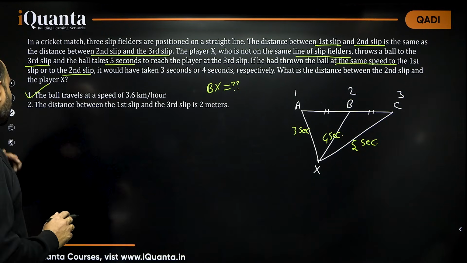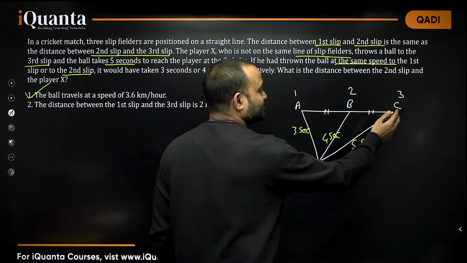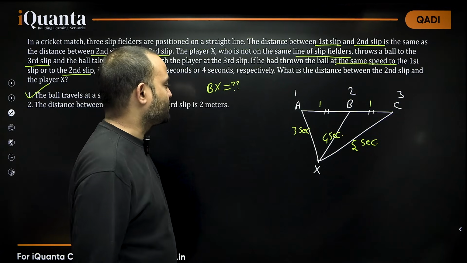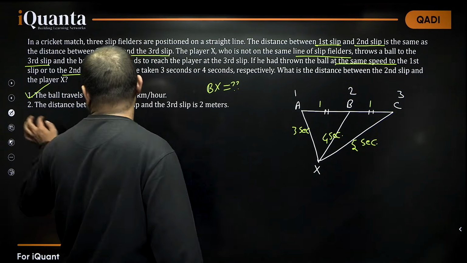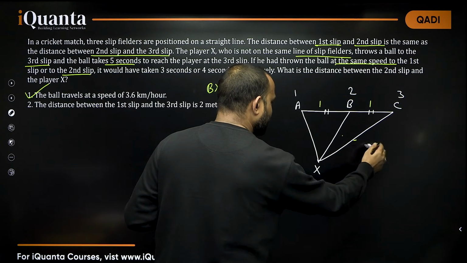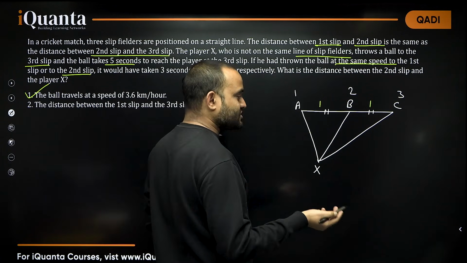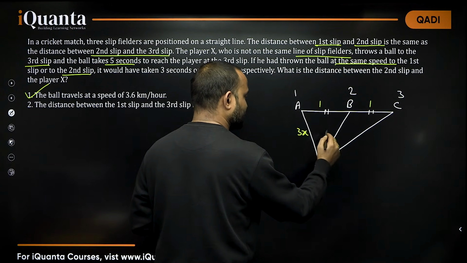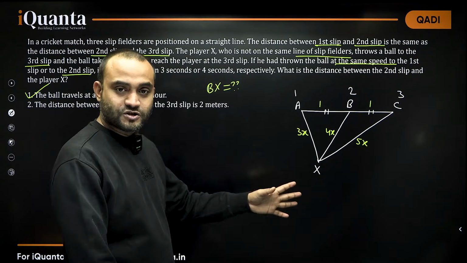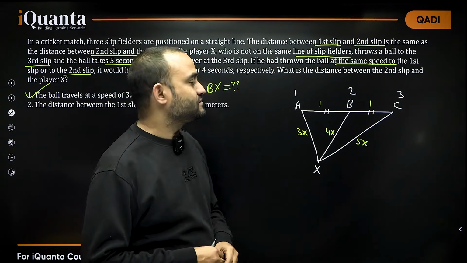Now in the second one, the distance between the first slip and the third slip is 2 meters. That means this is 1, this as well is 1. AB is 1, BC is 1. Now what do we have? Can I say if the speed by which ball is thrown is same, then this distance is 3x, this distance must be 4x, this distance must be 5x, correct? Same ratio because the speed is constant. So distance covered is in the same ratio of time taken, 3x, 4x, 5x.